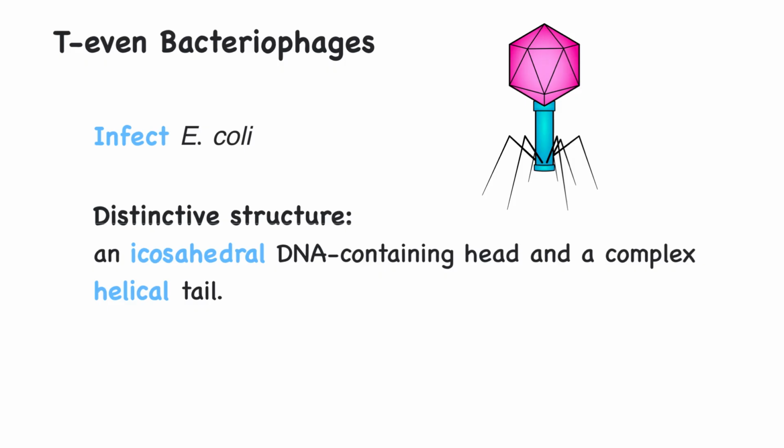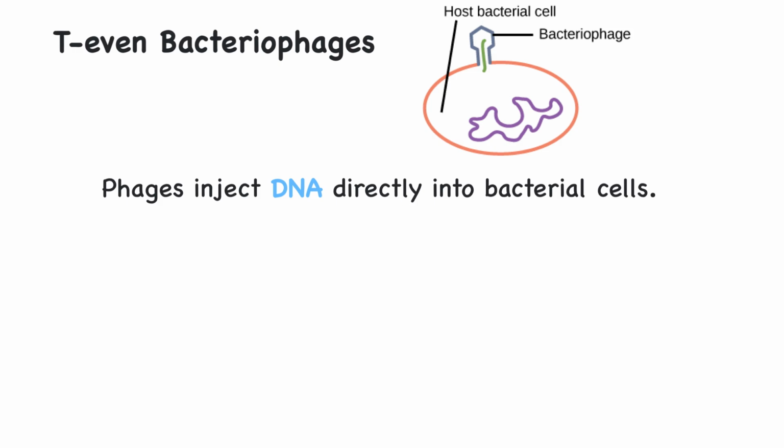like animal viruses. Instead, they infect bacteria through a stepwise process that involves injecting their genetic material directly into the cell. The phage first uses its tail fibers to recognize and bind to specific receptors on the bacterial surface. These receptors are often components of the outer membrane, such as lipopolysaccharides or membrane proteins, and this interaction determines which bacterial species the phage can infect.